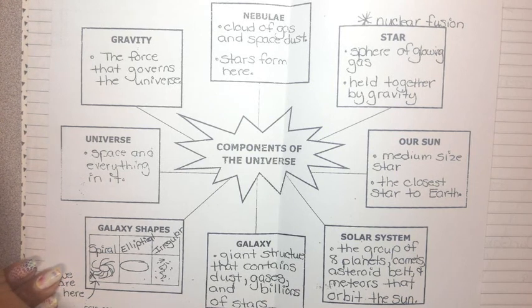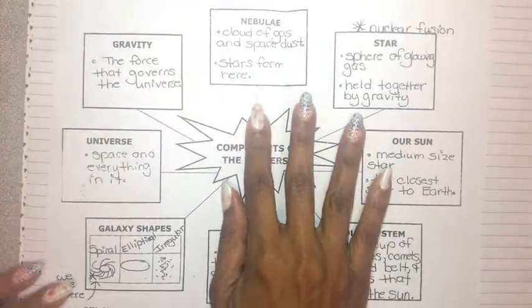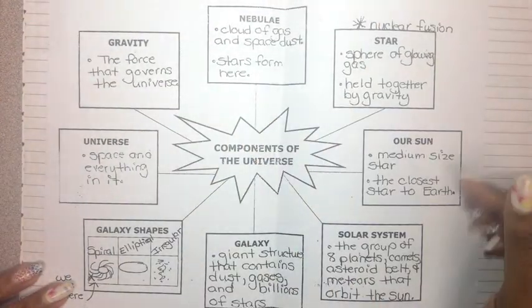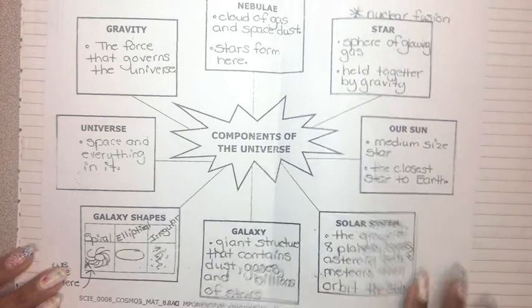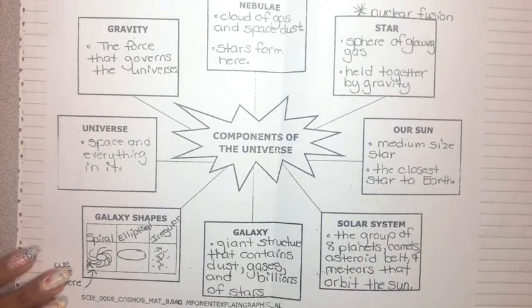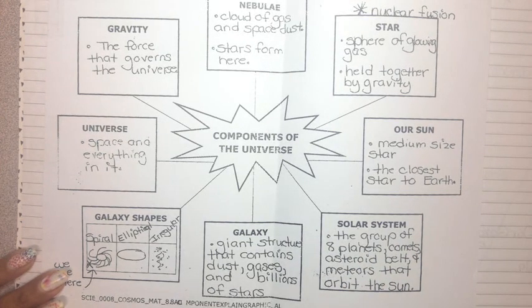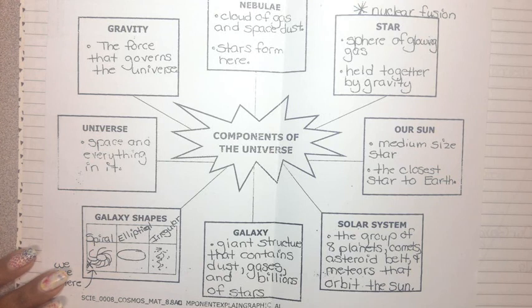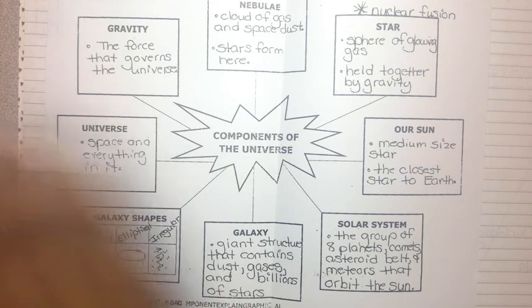So we started this unit, Cosmos, talking about components of the universe. We started off talking about a solar system, which is the group of 8 planets, including the comets, asteroid belt, meteors that orbit the sun. You will need to know the size comparisons, which I will get to in a moment. A galaxy is a giant structure that contains dust, gas, and billions of stars.